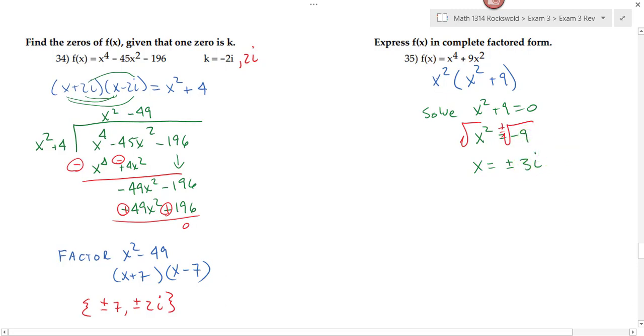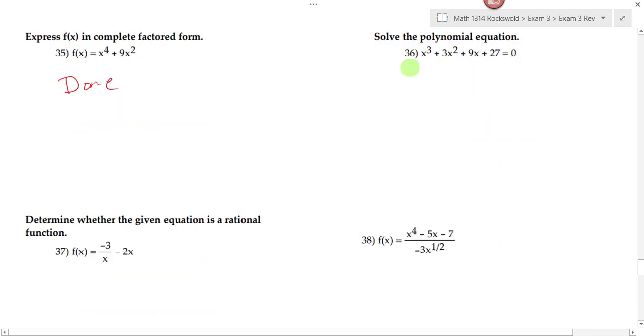So the completely factored form of this is going to be x squared times x plus 3i times x minus 3i. These are my two complex factors that I got from factoring this quadratic. Actually, I didn't factor it so much as I solved it, found the zeros, and then used those zeros to write the factors. 36, we're asked to solve the polynomial equation.